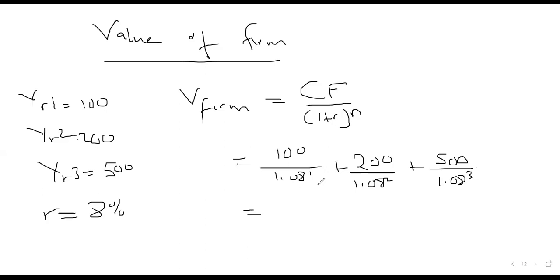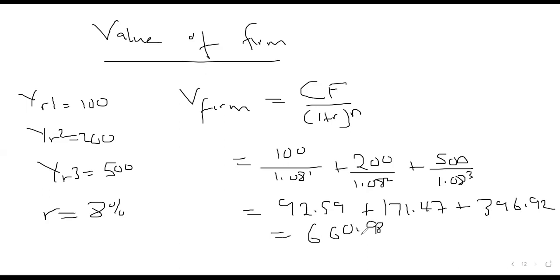So 100 divided by 1.08, we're going to get 92.59. And 200 divided by 1.08 squared, we're going to get 171.47. And 500 divided by 1.08 to the power 3, we're going to get 396.92. So when you add these, they'll give us the value of the firm, 660.98. Adding these figures individually gives 800, but because of the discount rate, these figures will be discounted. And they'll give us the value of the firm based on the discount rate given above.